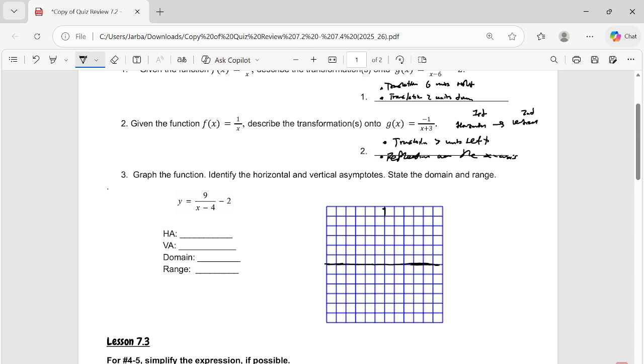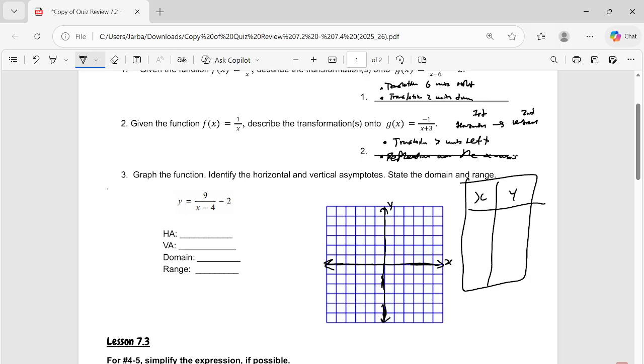Alright, for this one, I'm going to make a pair of axes. So we have y equals 9 divided by x minus 4, minus 2. And we want to graph it and then identify the horizontal and vertical asymptotes. Well, I'm going to make an x, y table just to get some values. Let's think. What could I plug in?